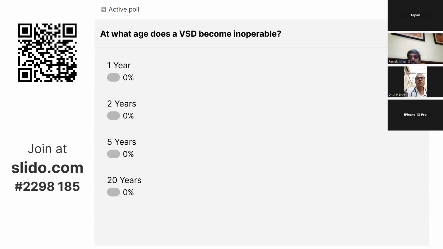So you can just scan the QR code, then the question will come and you can all start voting. It's taking time, I'm just scanning. So we have to give some time.